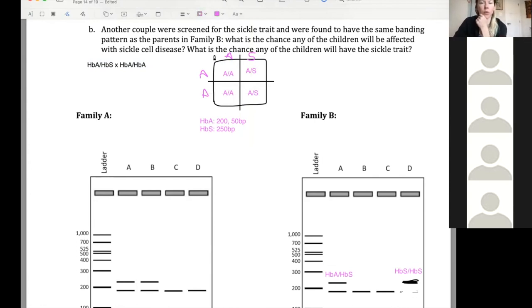So what is the chance that any of their children will have sickle cell disease? 50-50 chance. Now, careful with the wording, disease versus trait. Will any of their children? Zero. Yeah, exactly. So the chance of sickle cell disease is zero. The chance of sickle cell trait is 50%.